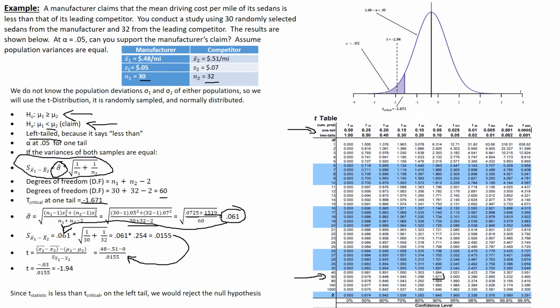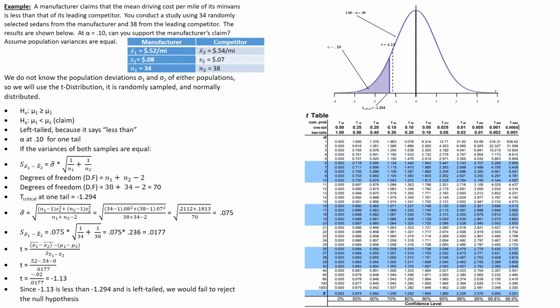My differences are 48 cents per mile on the first one, 51 cents per mile on the competitor. 48 minus 51 is negative 0.03, divided by 0.0155, which is negative 1.94 for the t. When we found a negative 1.671, that's our make or break, and our t is less than that. So I reject the null hypothesis. It's in the rejection region, and it supports that they do have less driving costs per mile.